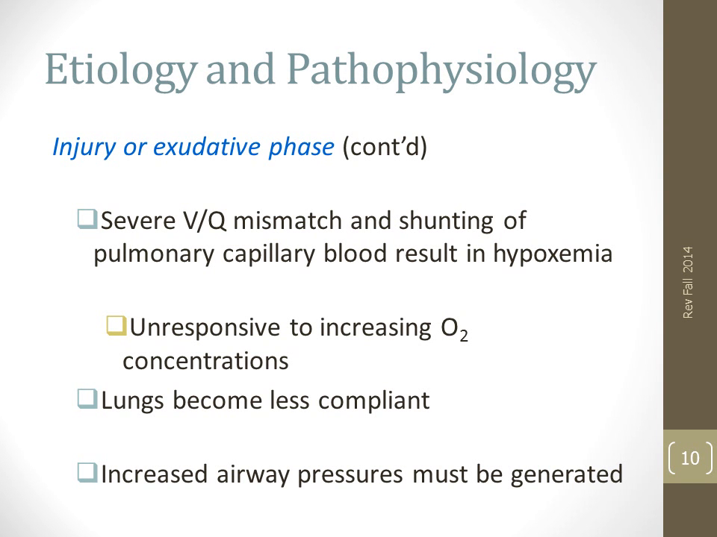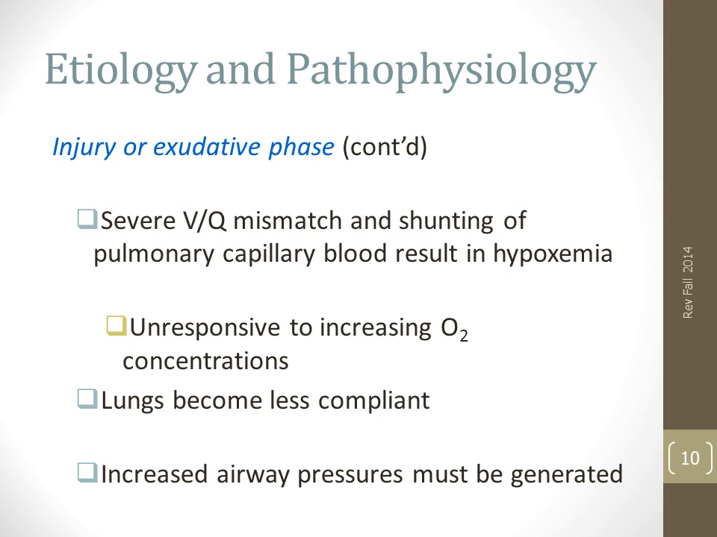Okay, here is a slide just talking about some of the things that we just talked about, the severe VQ mismatch and the shunting of the pulmonary blood resulting in the hypoxia, which is what I just said, but I have it here on the slide for you, and unresponsive to the increasing O2 concentrations. So that is, as we were talking about, I could put you on 100% non-rebreather with your 85% O2 sat, and because of the VQ mismatch, which means no matter how much oxygen I give you, you don't respond, and you're not responding because there is shunting of that pulmonary blood.